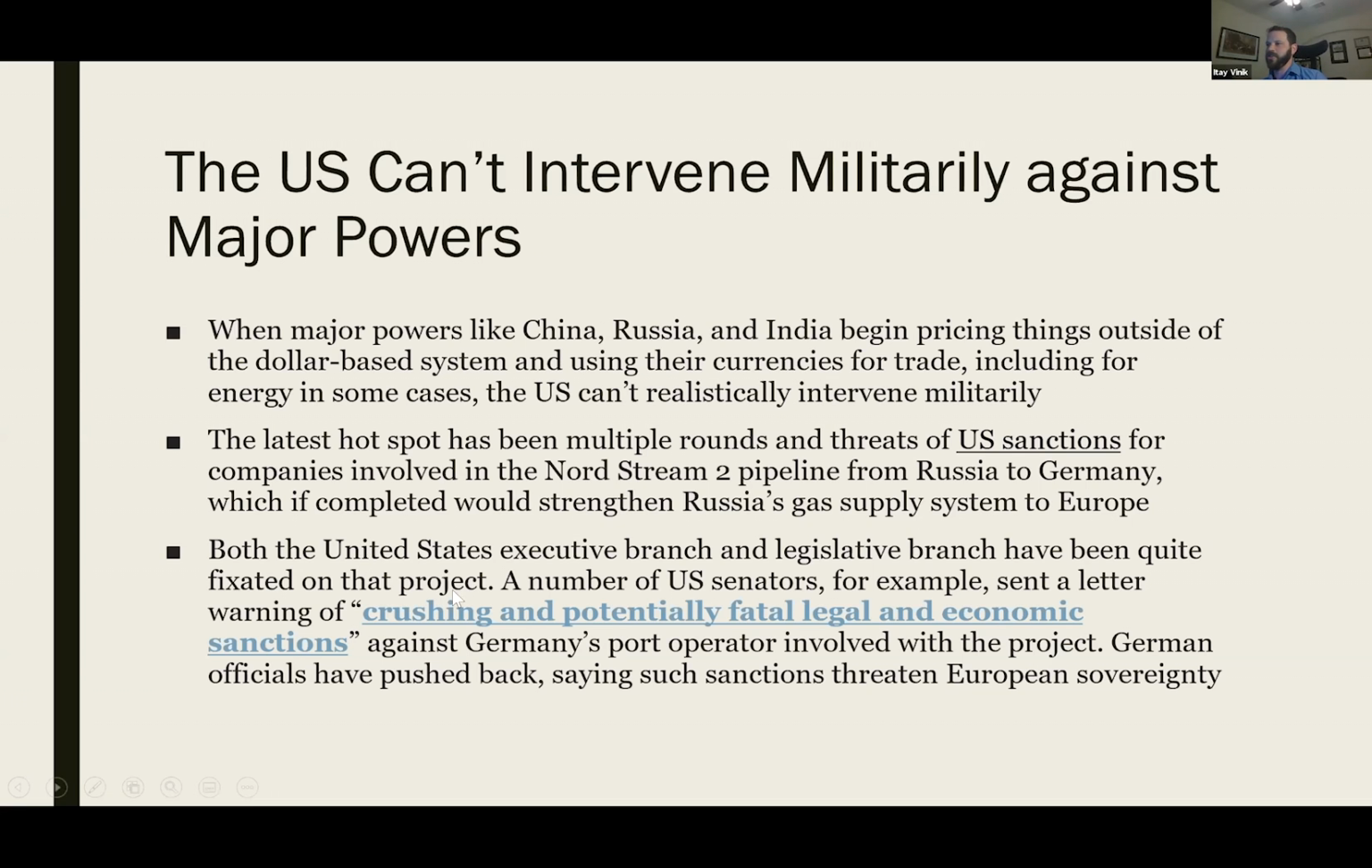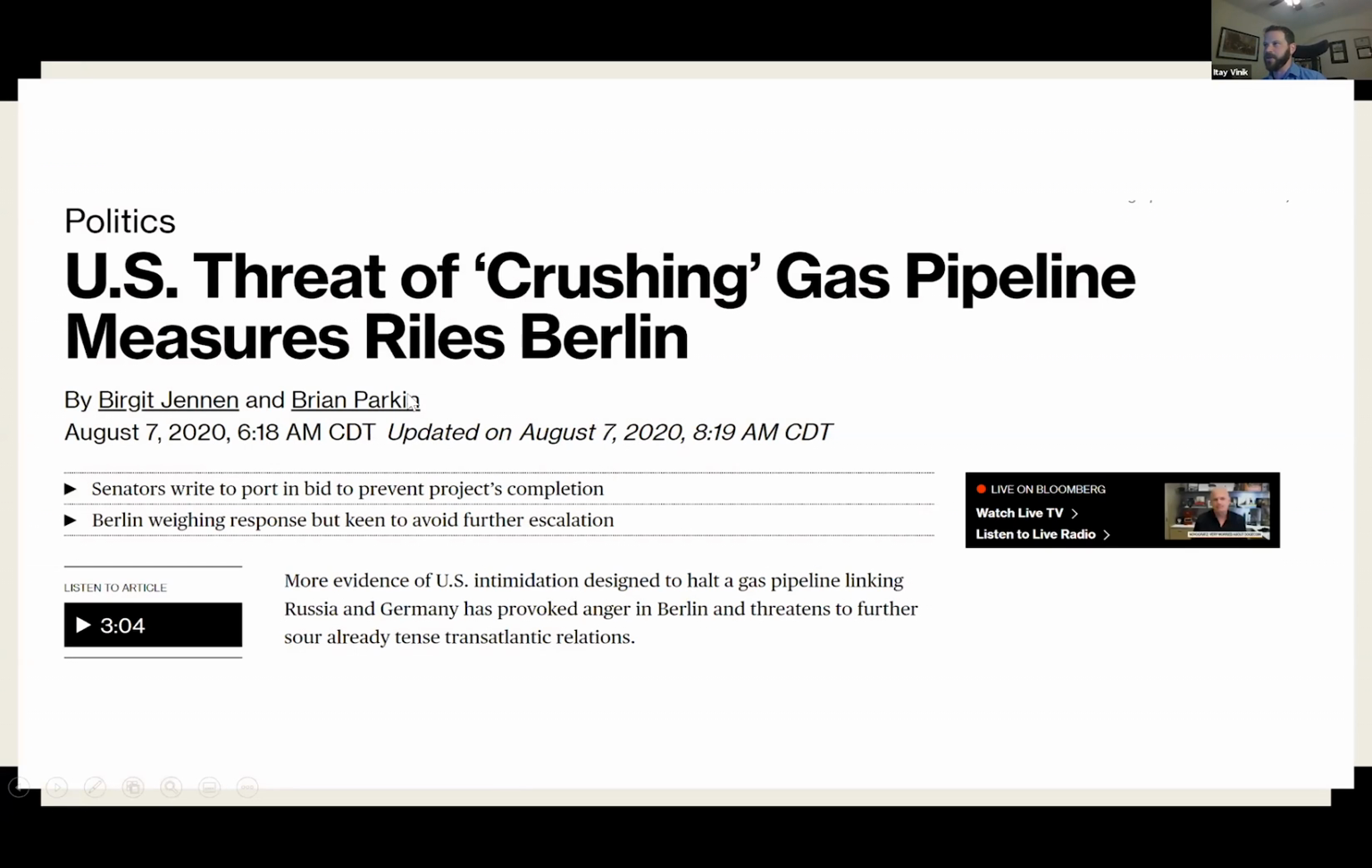This was a Bloomberg article. They call it a crushing and potentially fatal legal and economic sanctions against Germany. This was not too long ago. And that's an article from Bloomberg. There was actually just, not too long ago, where the US wanted to sanction companies doing business in Germany as a result of trying to circumvent the petrodollar.